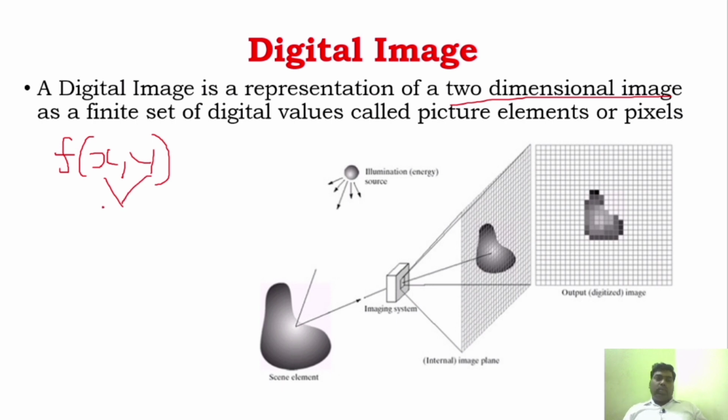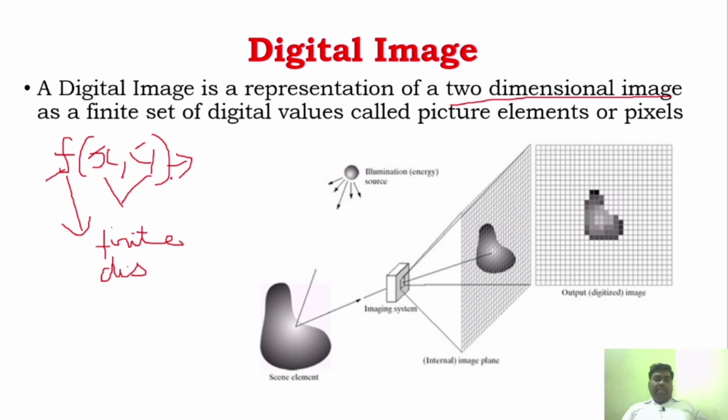X and y are space coordinates, and f, the amplitude of f, speaks about the intensity of that particular image, the grayscale of that particular image. So how can we say this is a digital image? When all these components are finite and discrete, we can say this is a digital image, and whatever processing is done on that image is called digital image processing.